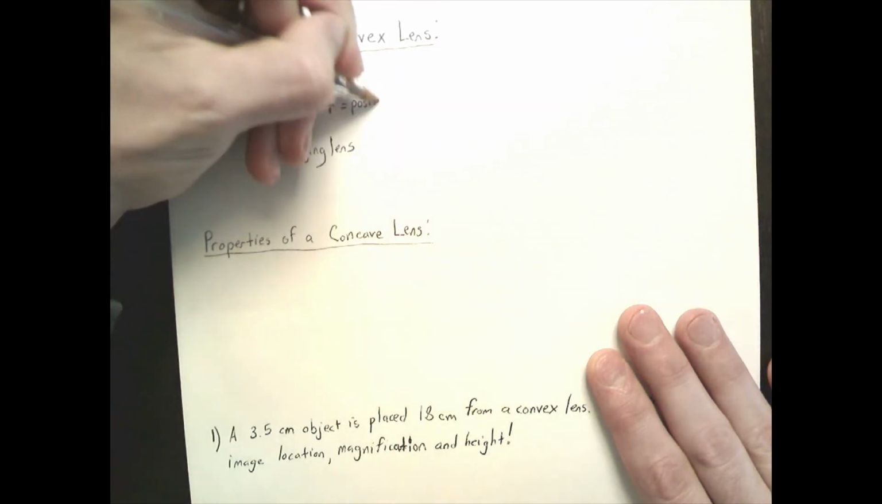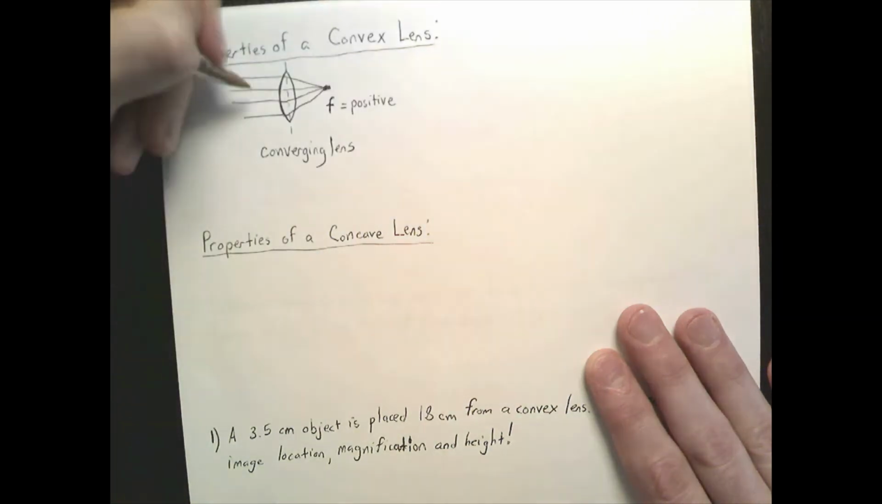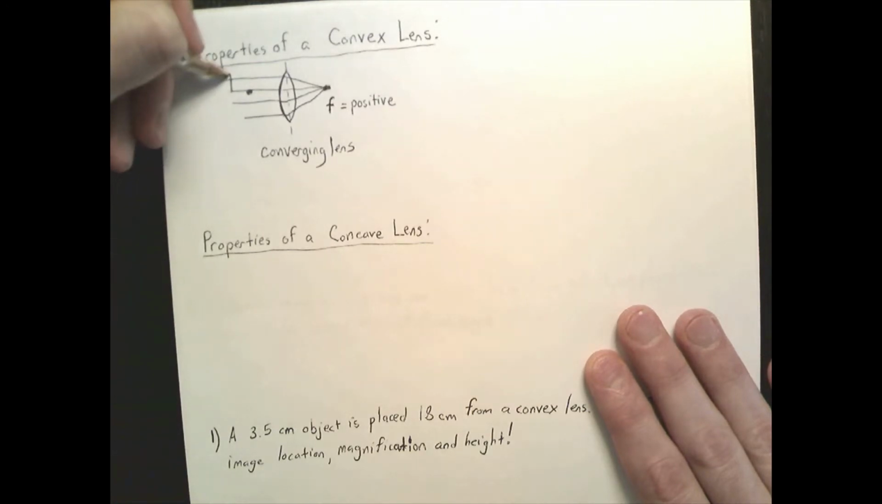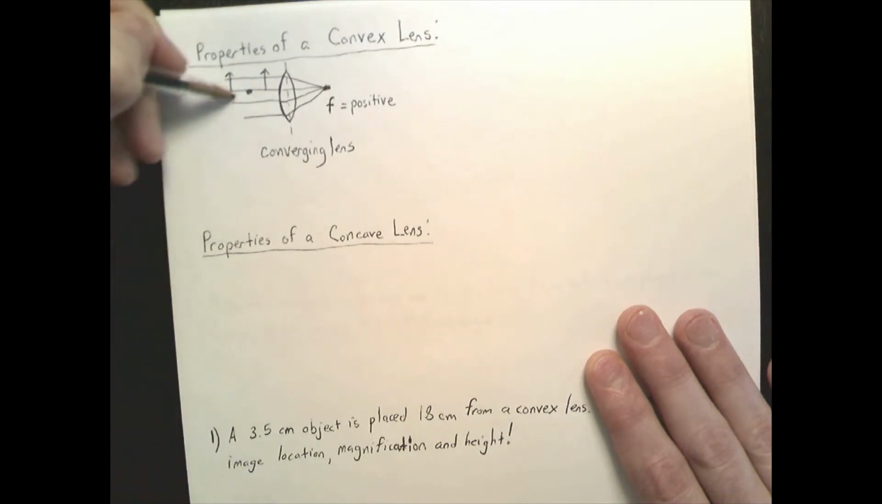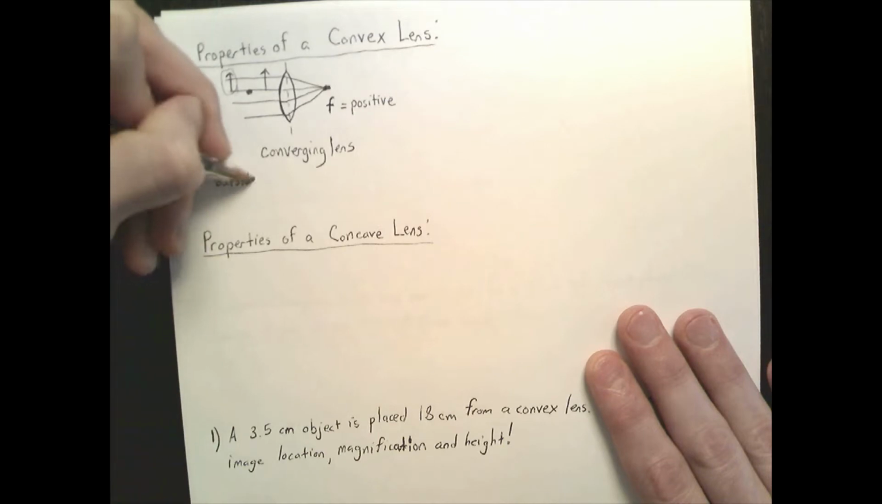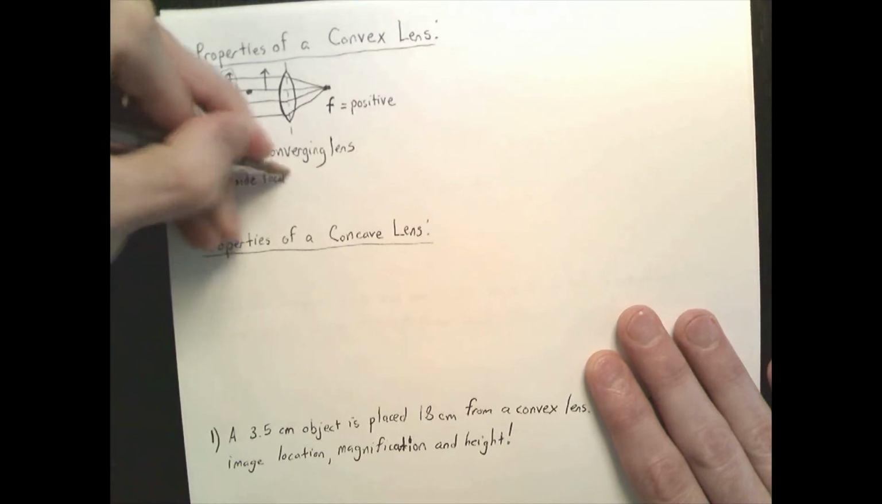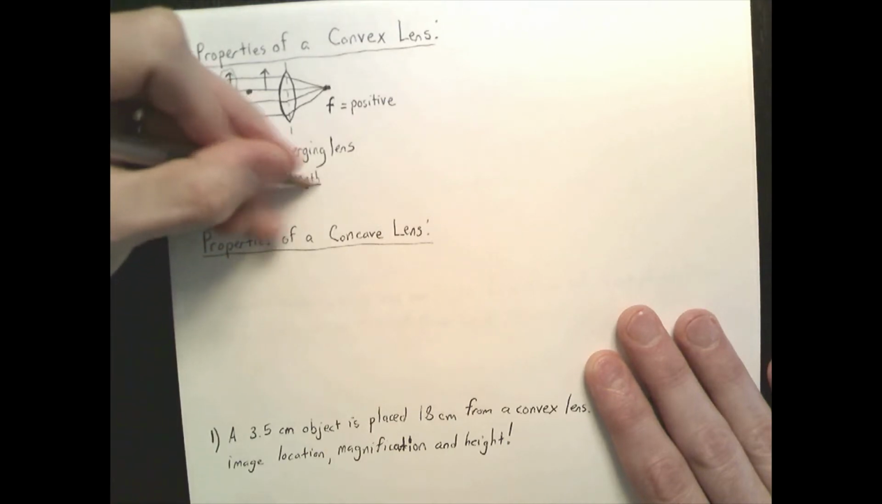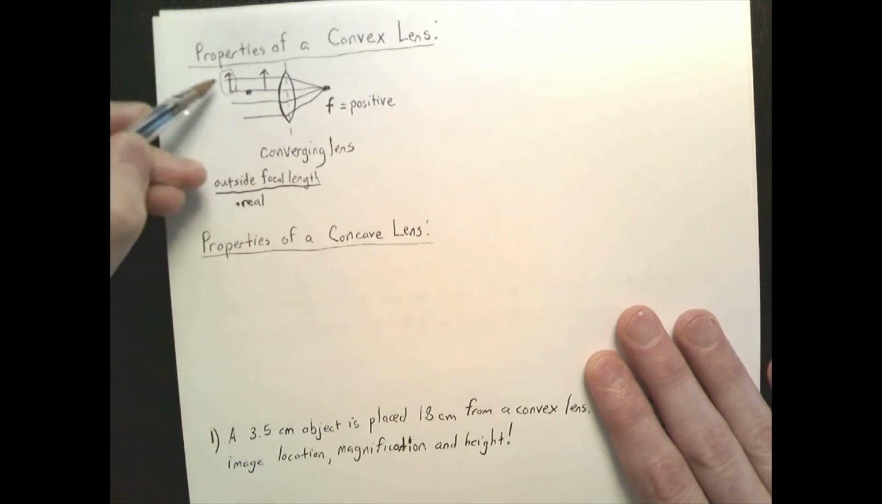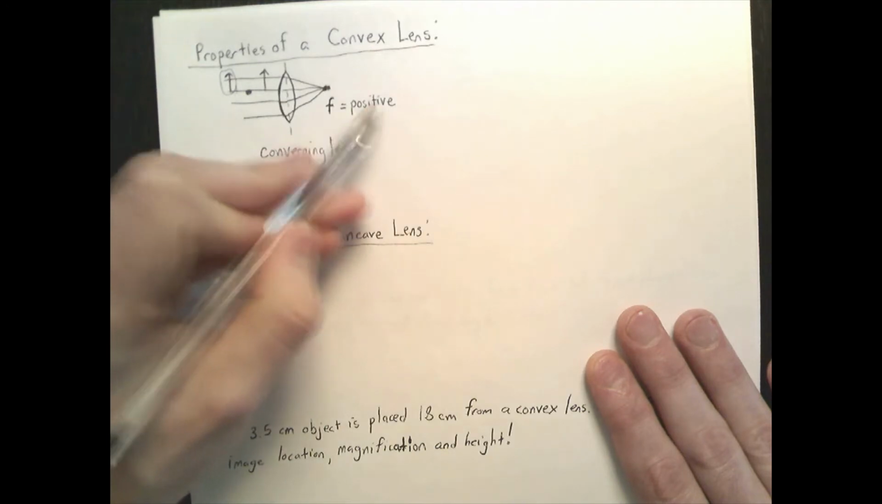So this F distance is always going to be a positive number, and this focal length does exist on both sides. The kinds of images that form depend on whether or not the object starts inside or outside of the focal length. If we are outside of the focal length, our image is going to be real. Light's going to shine through and the image is going to form on the other side.